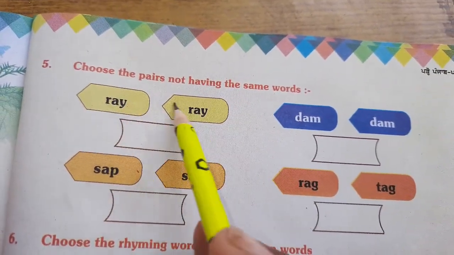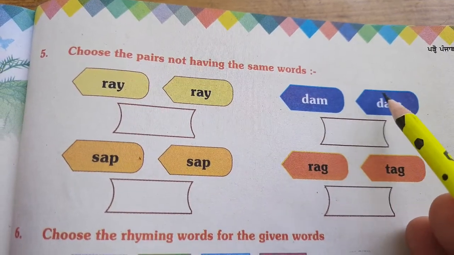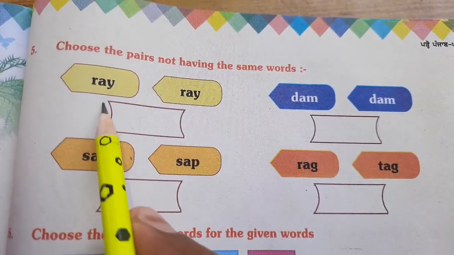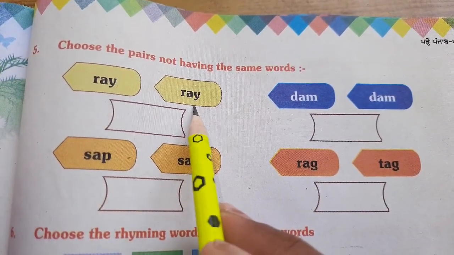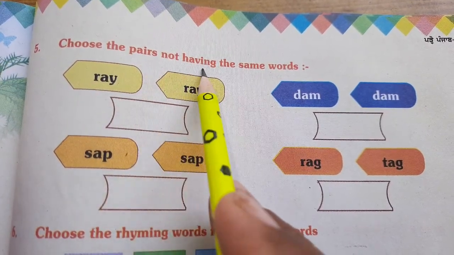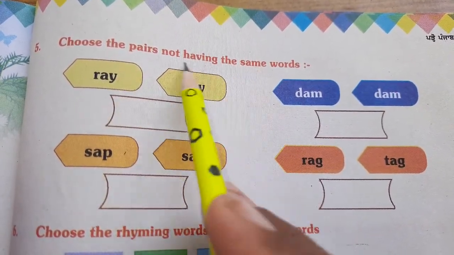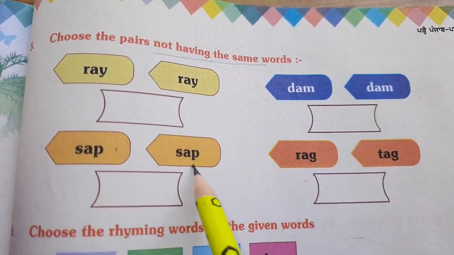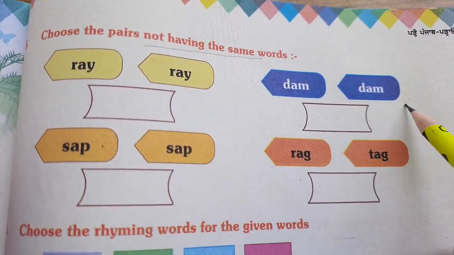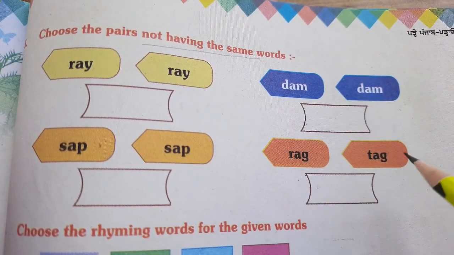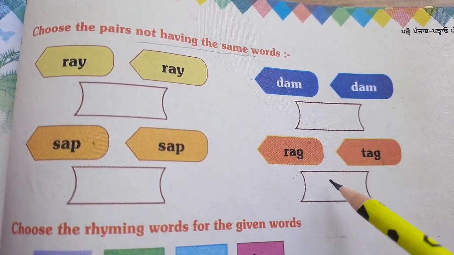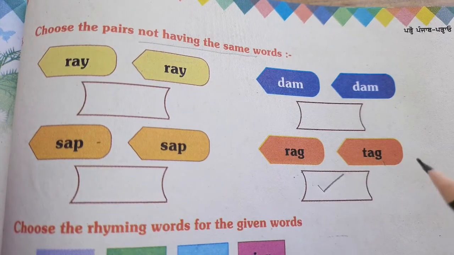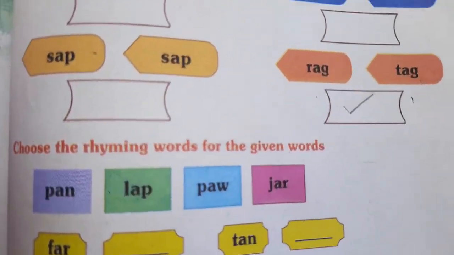Next one is choose the pair not having the same words. So these are some words: ray, ray. Choose the pair not having the same words. So we are going to choose which are not the same words. So sap, sap, dam, dam. So these 3 are the same, and rag and tag are different words. So we have chosen rag and tag, which is not the same.